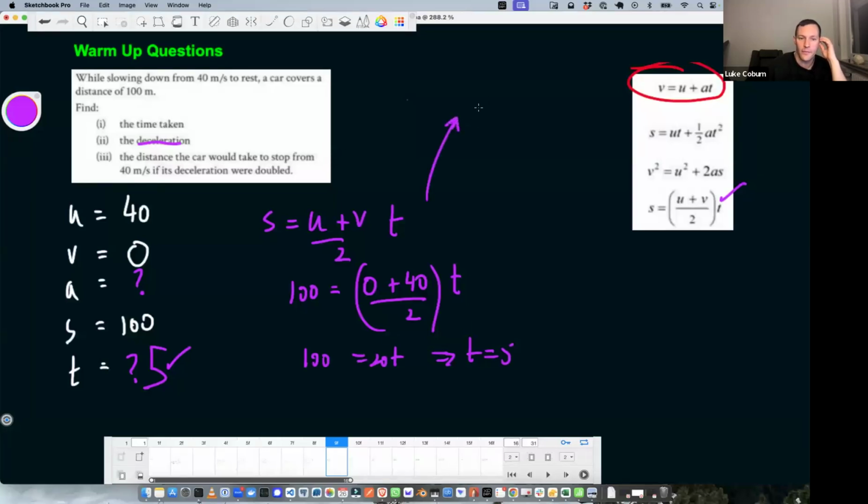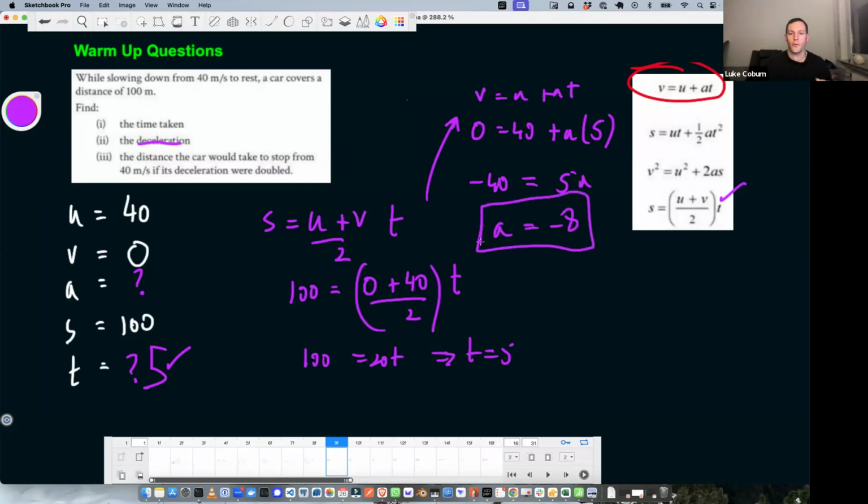And then, okay, so for A, I'll just say V is equal to U plus AT. That's the easiest one to use. So 0 is equal to 40 plus A times 5. So that's minus 40 is equal to 5A. So A is equal to minus 8, okay?